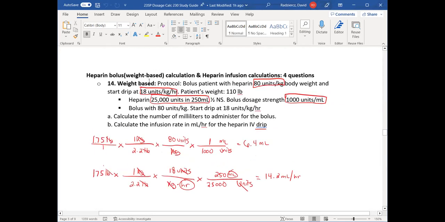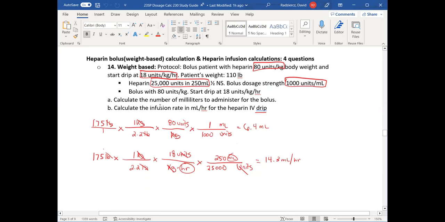So this would be one question that you might see on a Boyce type test, where you have a weight-based protocol, a heparin protocol. You answer both these questions, the bolus and the infusion. The Allegheny campus is similar. Unfortunately, the question will have all the rest of the protocol in it, but it's basically the same thing.